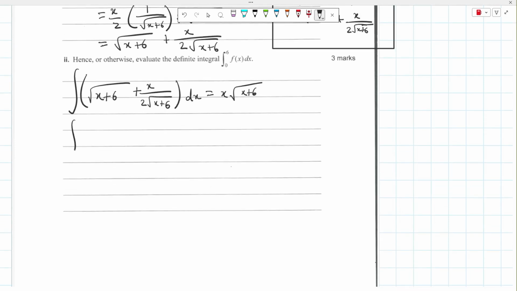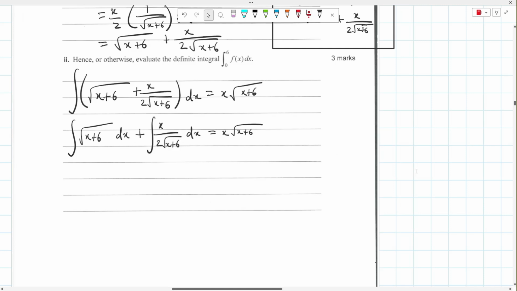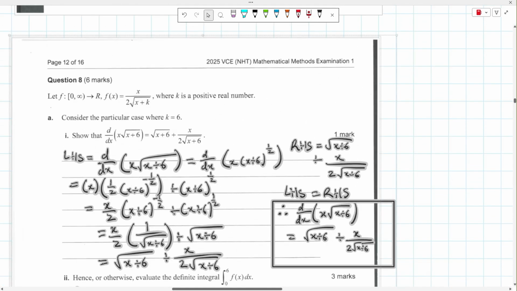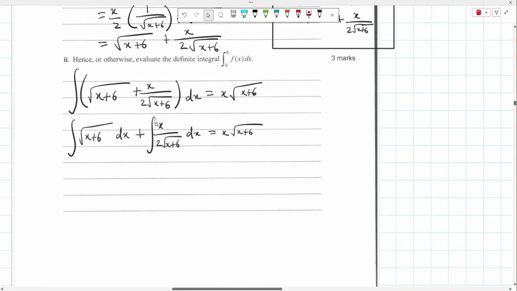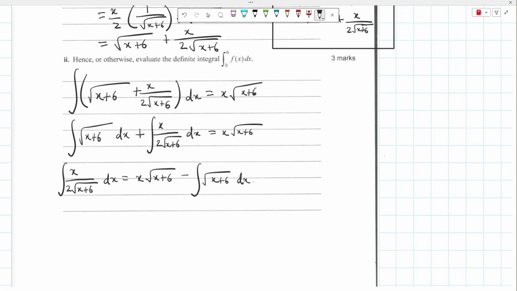Okay, we can split up this integral. And now you might notice this right here is really just f of x when k is equal to 6, which is what we have. So we just want to solve for this integral by itself.